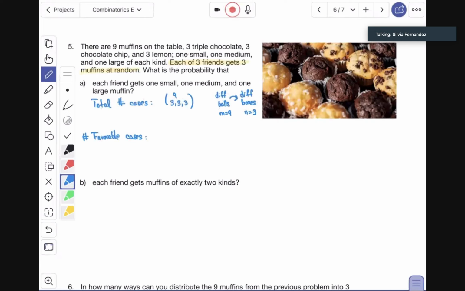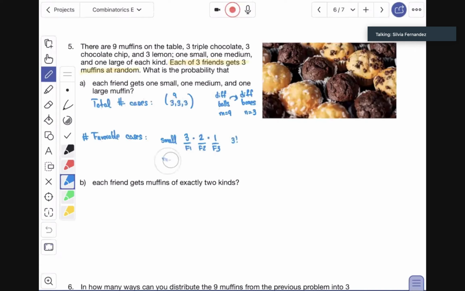you can distribute the small ones first. The small muffins. I have 3 of them, and I have friend 1, friend 2, and friend 3. How many possibilities for friend 1? 3 possibilities, right? I have 3 small muffins. And once I give that to friend 1, 2 possibilities for friend 2. And once I give that to friend 2, I only have 1 possibility for friend 3. So I have 3 factorial.